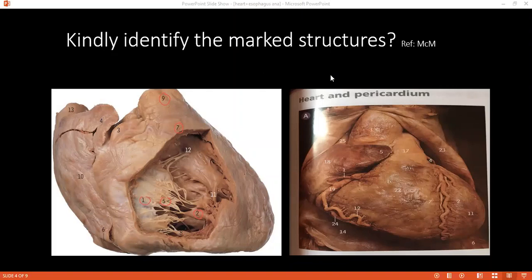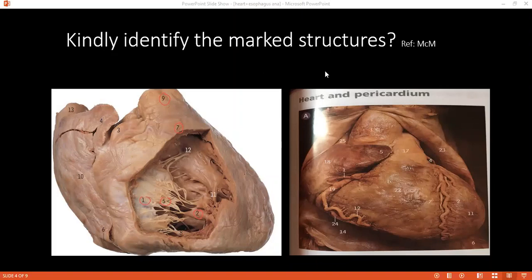Can you tell me where the pulmonary valve is located? Sorry, ma'am. Can you please repeat the question? Pulmonary valve. Can you tell me the location of the pulmonary valve? It lies at the level of T6 vertebra. Yes. And? Pulmonary trunk lies at the level of T5 vertebra.